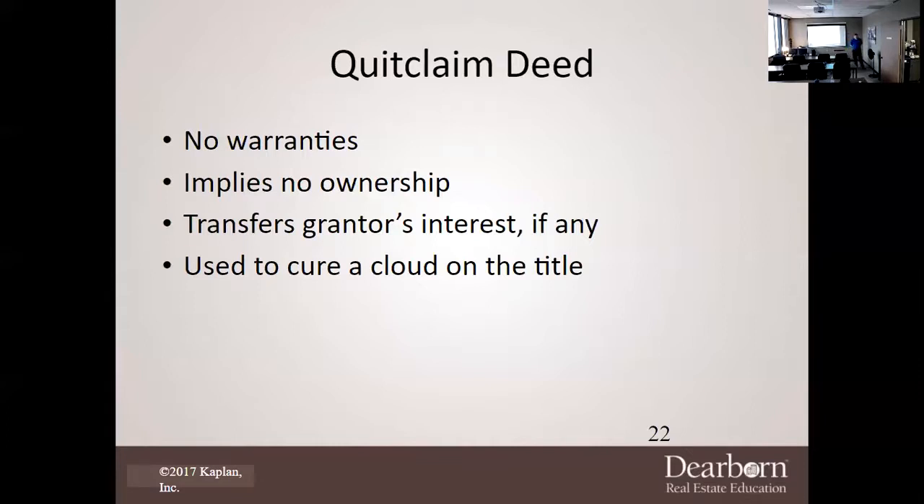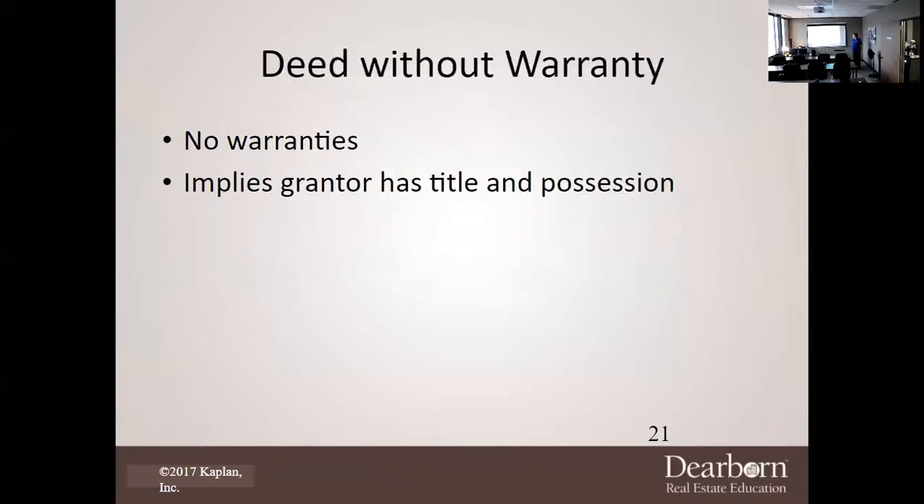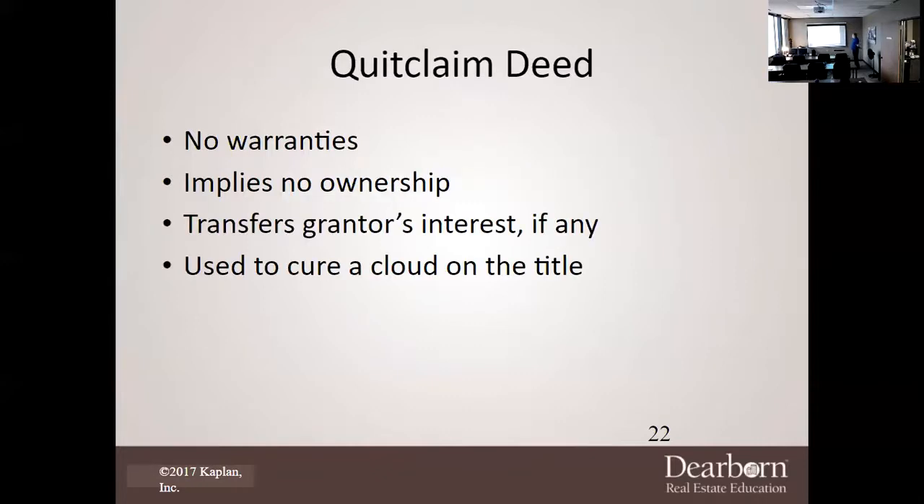And this is the best of the best. This is what we call a quitclaim deed. It gives you no warranties, just like this one back here, but it also implies that there's no ownership. There's none. It transfers the grantor's interest, if they happen to have any, and the only reason we have this is to cure a cloud on title. Okay? So in this particular situation, a deed without warranty is a basic deed. It's sometimes referred to as what we call a bargain and sale deed, but a quitclaim deed is utilized in this particular situation.